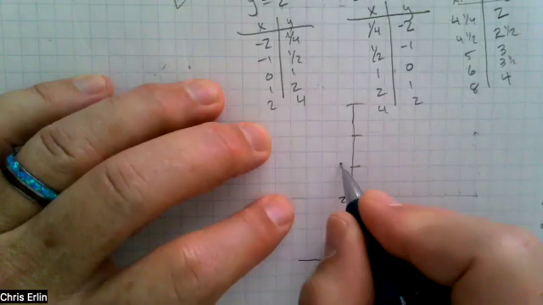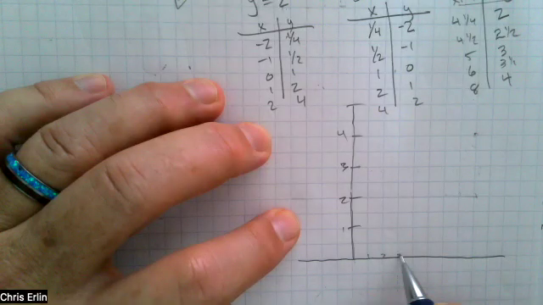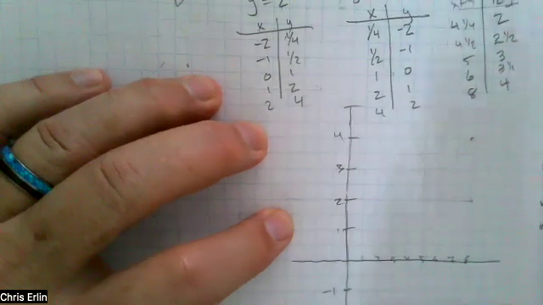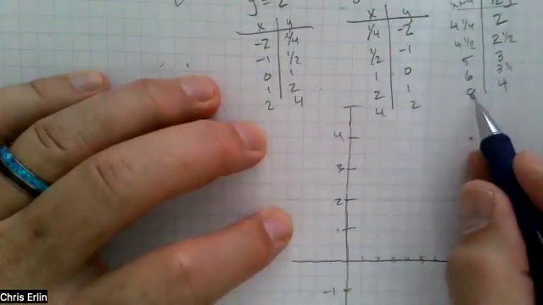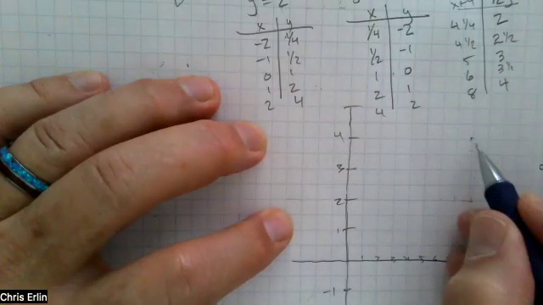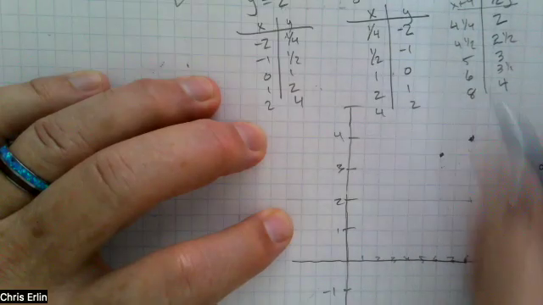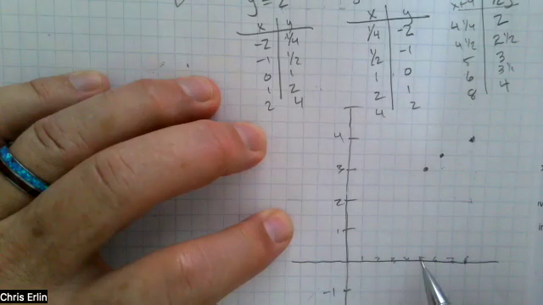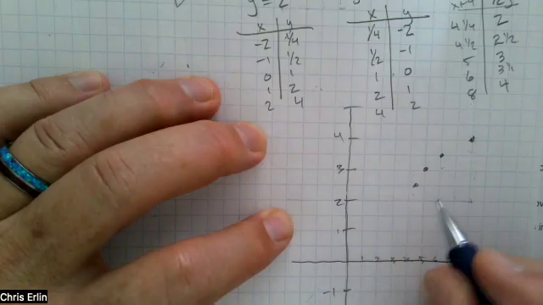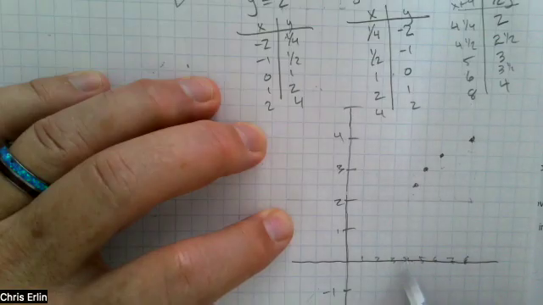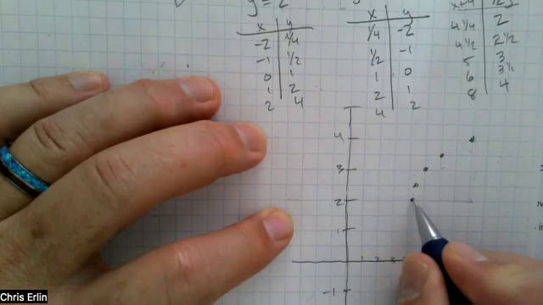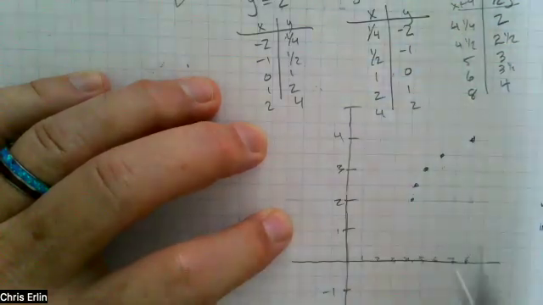So 1, 2, 3, 4. 1, 2, 3, 4, 5, 6, 7, 8. -1. So I know that I've got the coordinates of 8, 4. 8, all the way up there at 4. I've got 6, 3.5. I've got 5, 3. I've got 4.5. Yep, 4.5 is up 2.5. 4.25 is up 2. And I had this whole thing shift over to the right 4 units.